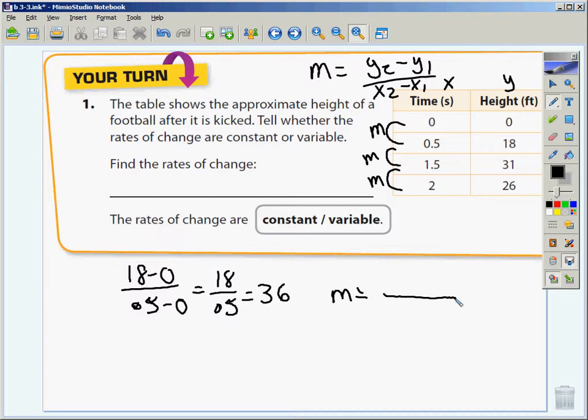would be 31 minus 18 over 1.5 minus 0.5, 13 over 1, which is 13. At this point, do I have to go any further? Is it constant? Or not?